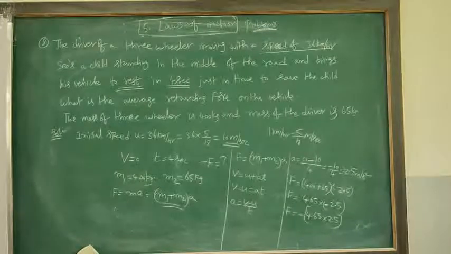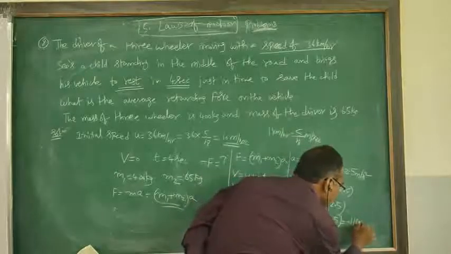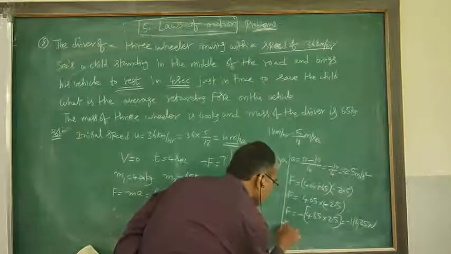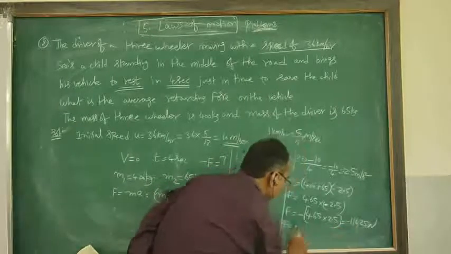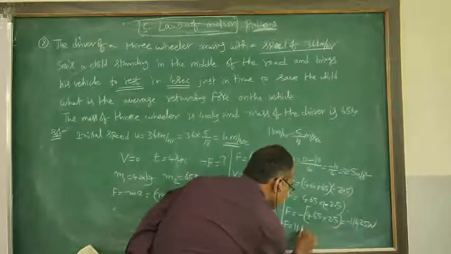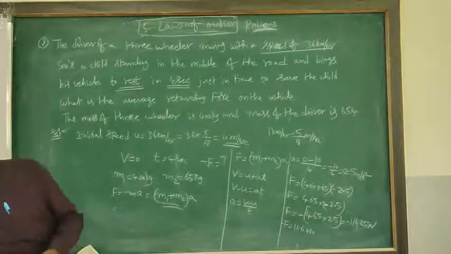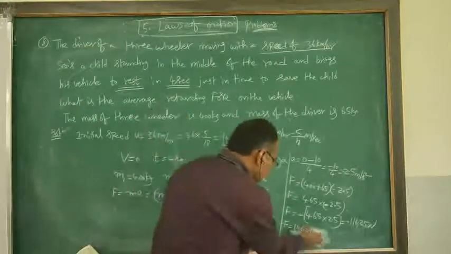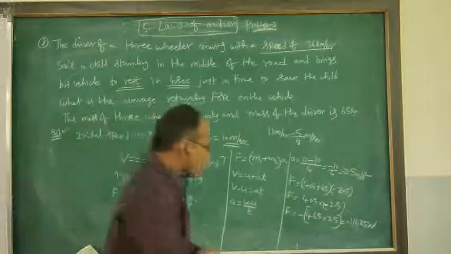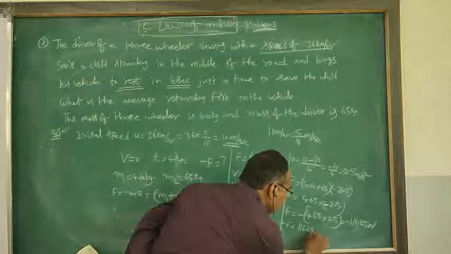By calculating, minus 116.25 Newton. So minus F is equal to, this can be written as 11.6 into 10 to the power of, otherwise you can keep the value simply. So the answer is minus F is equal to 116.25 Newton.